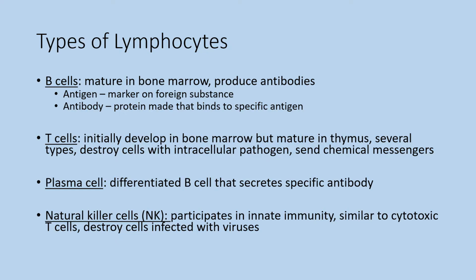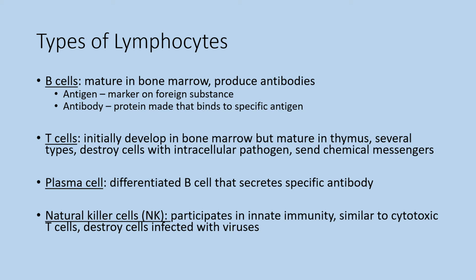So those B cells we just saw, they will mature in the bone marrow. Now, both B and T cells initially develop in the bone marrow. The B cells stay there. They will mature there. Ultimately, they're involved with production of antibodies.